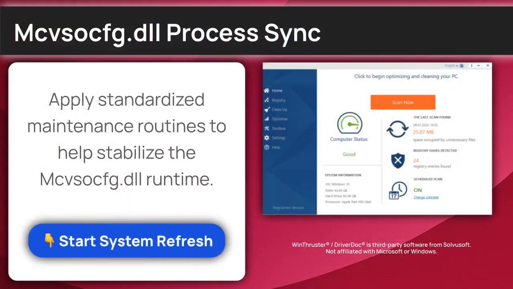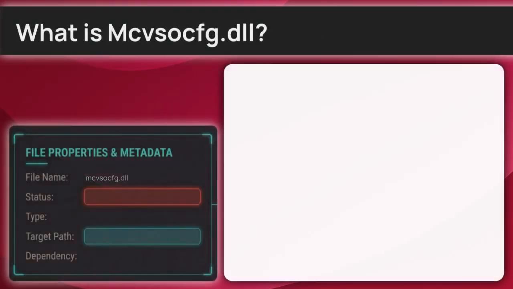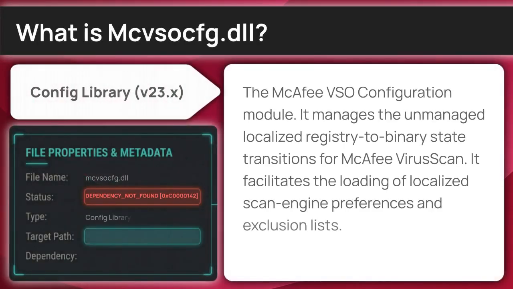This is the McAfee VSO Config Library, the McAfee VSO Configuration module. It manages the unmanaged localized registry-to-binary state transitions for McAfee VirusScan. It facilitates the loading of localized scan engine preferences and exclusion lists. Since we've covered what this file is, let's move to the primary fix.